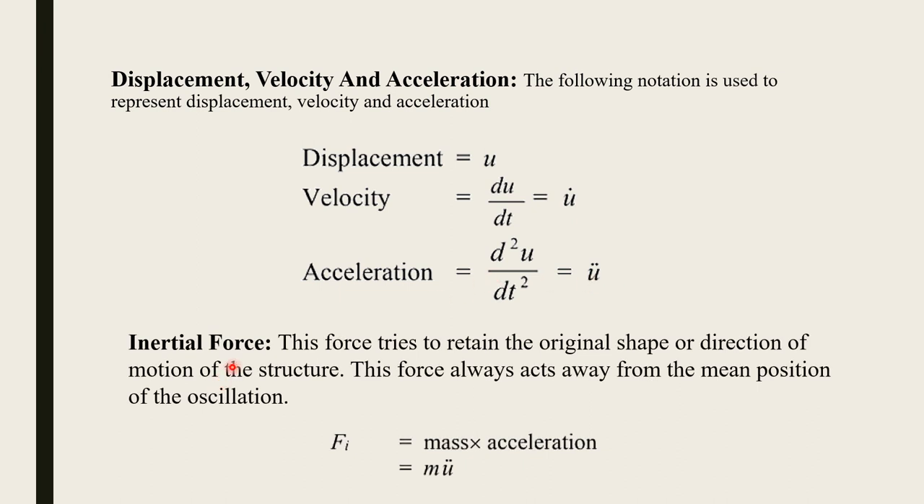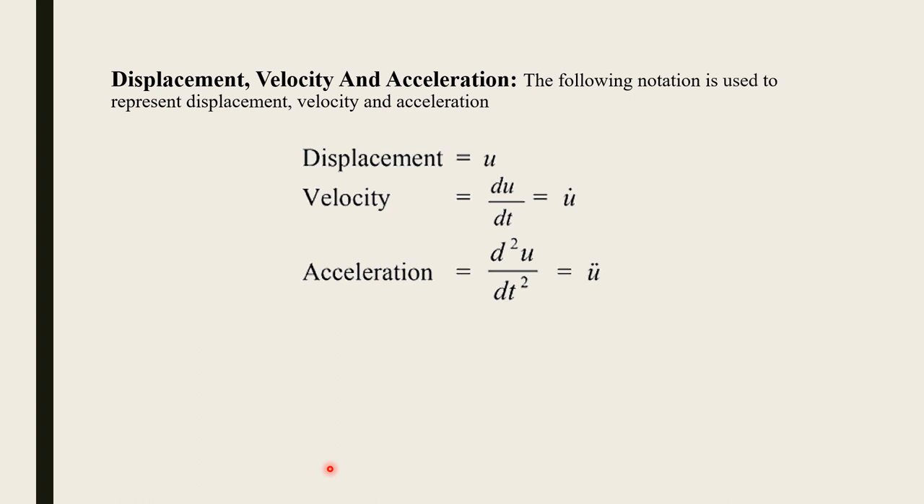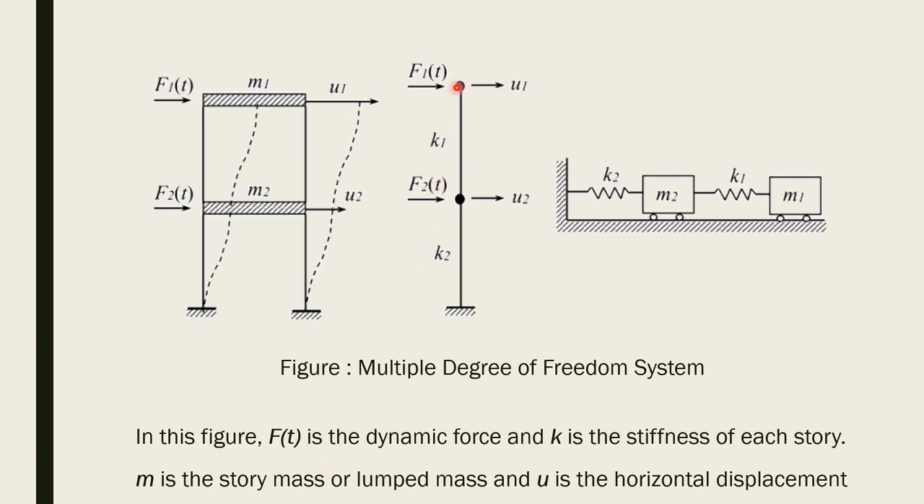Next is the inertial force. This force tries to retain the original shape or direction of motion of the structure. This force always acts away from the mean position of the oscillation. For example, let me show. This is a mass and the second is the stiffness. There are two properties mainly which are resisting that.